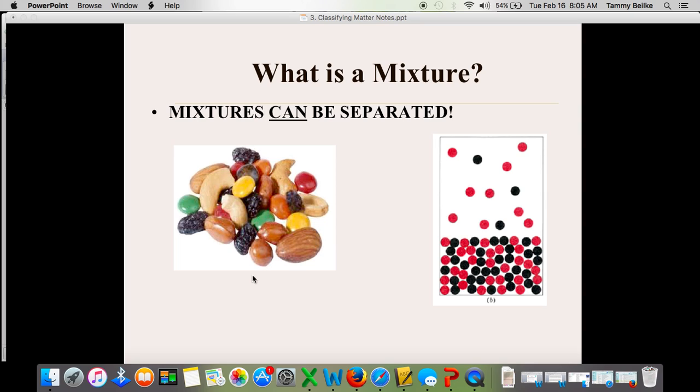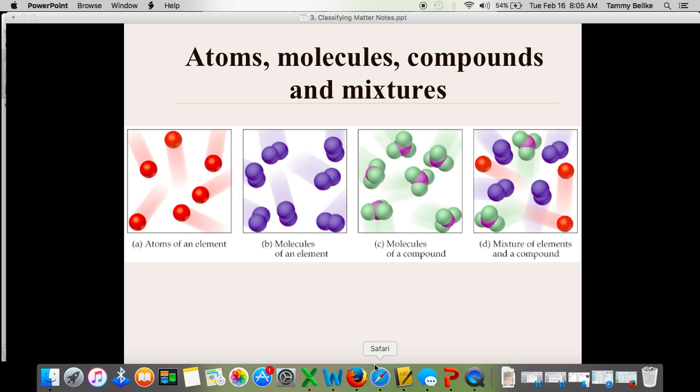Okay. So in this picture over on the right, you can see that the red and the black are actually two different substances, maybe two different elements, and you can separate out the black from the red. So atoms, molecules, compounds, mixtures, we can represent them using these different colors, and you're going to see representations in your homework, and you're going to be expected to identify based on what you see.